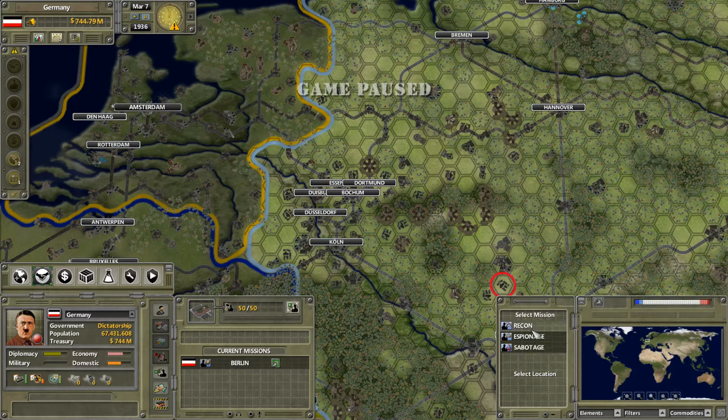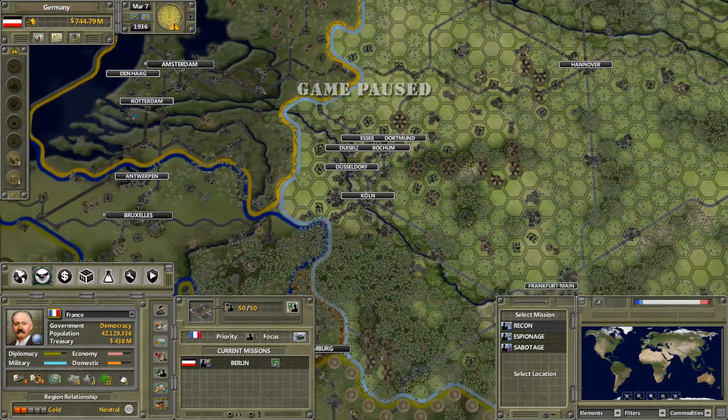And of course they do have a maintenance cost, and they will only stay for a certain amount of time there, if I remember correctly. But that's the recon mission. It's basically just recon. Then espionage is stealing unit and/or technologies, and unit designs to be exact.